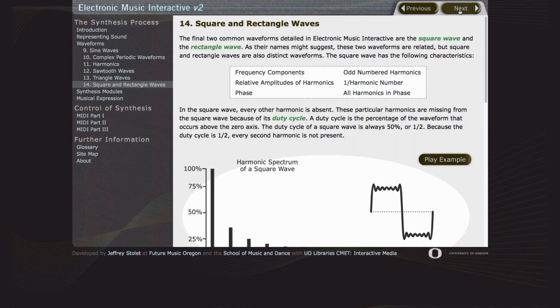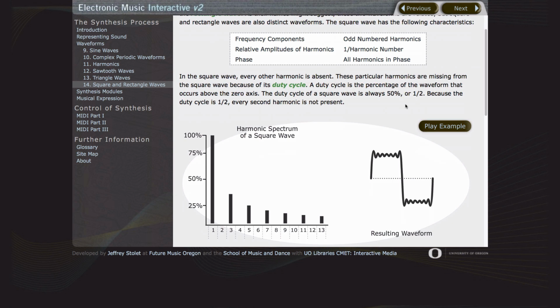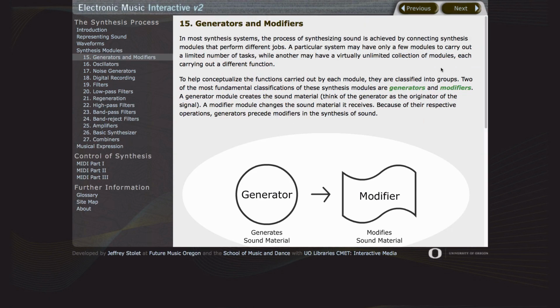Let's do one more. I think there's a square wave, a rectangle wave. Now they again have just odd harmonics. I'm trying to see what the relationship is in terms of amplitude. Okay, well, let's listen to it. Okay, and I think that's it. Right, very good.